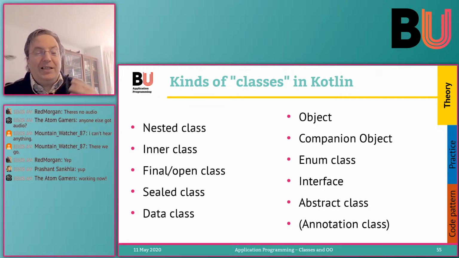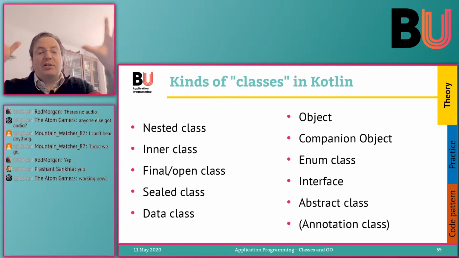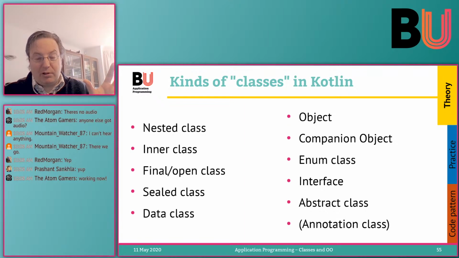There are many, many kinds of classes in Kotlin. So conceptually, there is the nested class. That's a class-ish thing defined inside another class. That gives that nested class a little bit of access to the private members of the outer class. It also communicates that this class is related to the outer class. But in most ways, nested classes behave like regular classes.